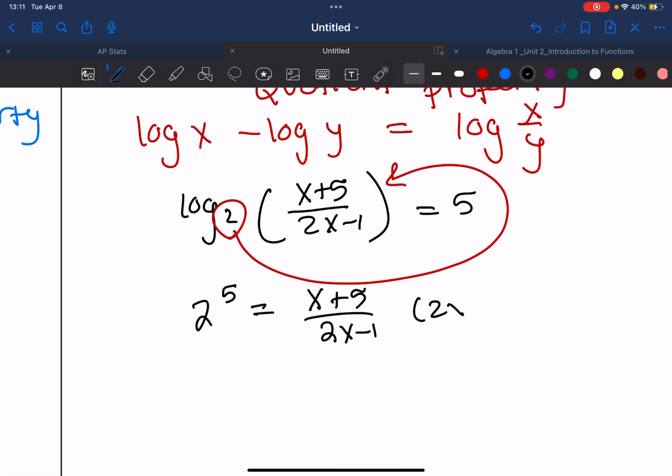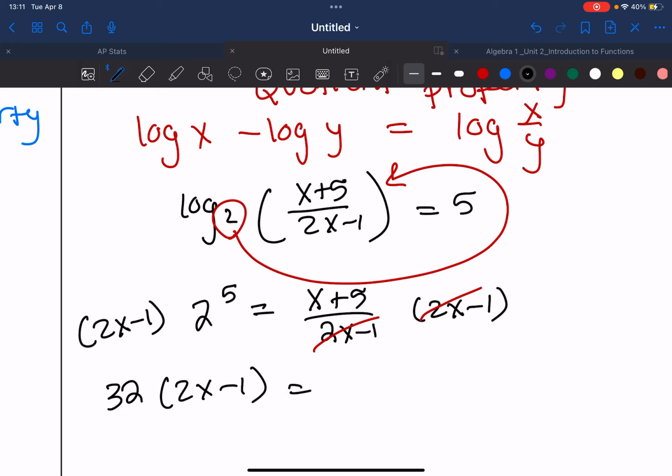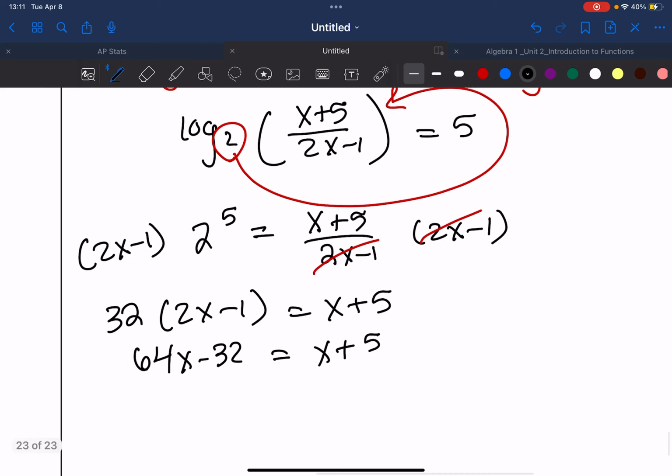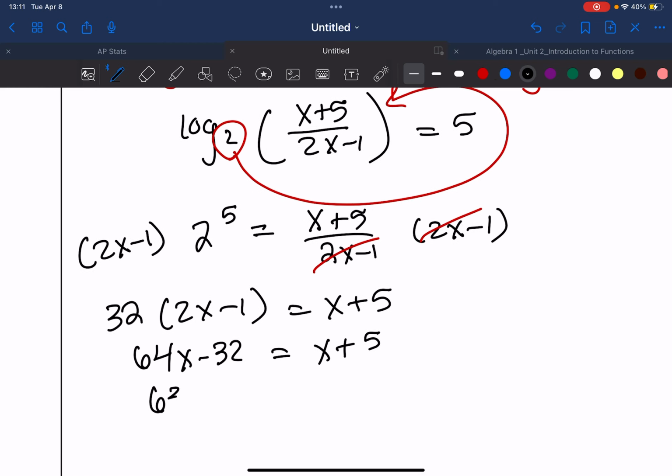I'm then going to multiply both sides by the denominator of 2x minus 1 to cancel it out so we no longer have a fraction. So I have 32 times 2x minus 1 is equal to x plus 5. Distribute the 32, so 64x minus 32 is equal to x plus 5. Subtract the x, so 63x, and add the 32 is equal to 37. Divide by 63, so x is equal to 37 over 63.